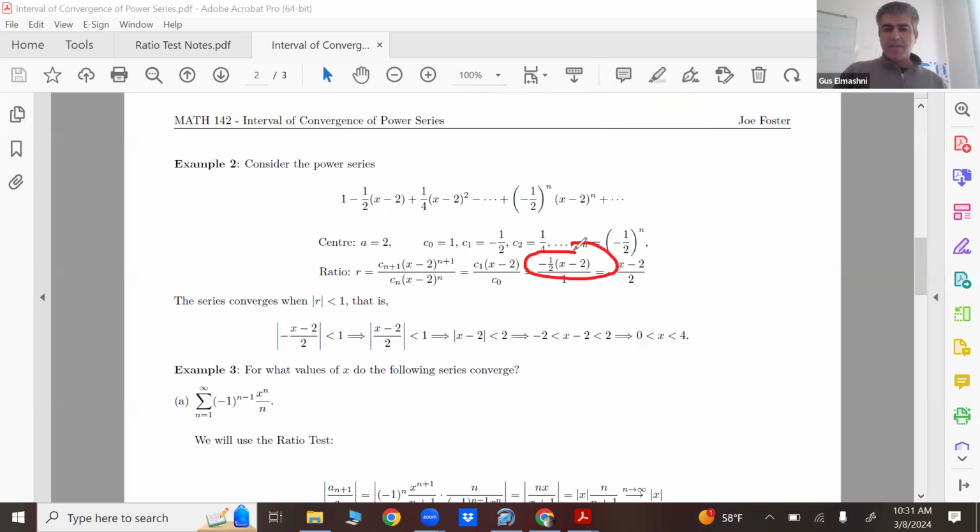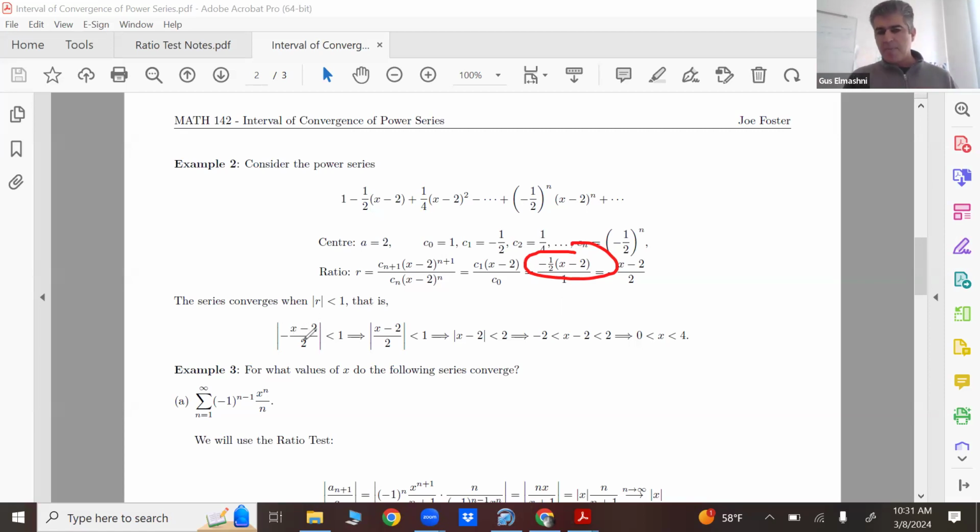And that right there has to be less than 1. But we have to make sure it doesn't go too far less than 1, because you don't want r to be -2, that'd be a problem. So you have to capture it between -1 and 1, or the absolute value of that expression has to be less than 1. So if you work that out, I have the absolute value of negative x minus 2 over 2.